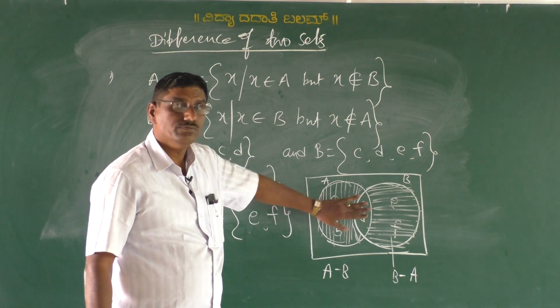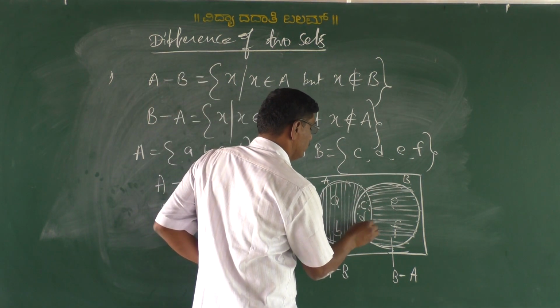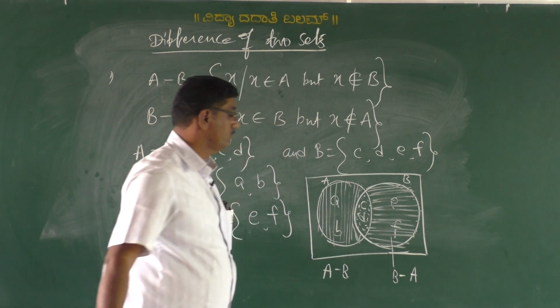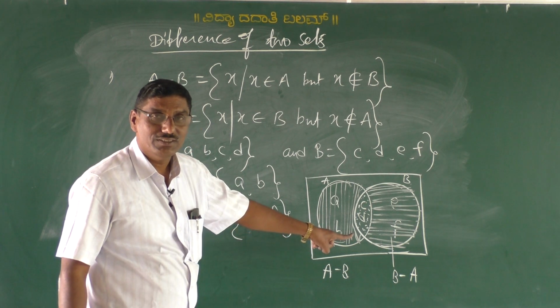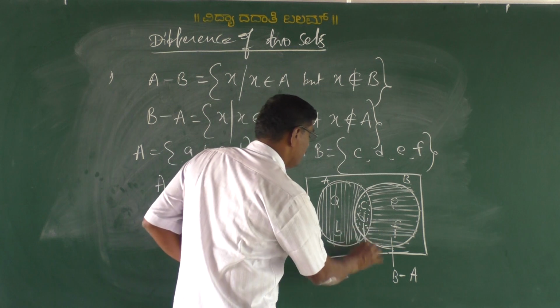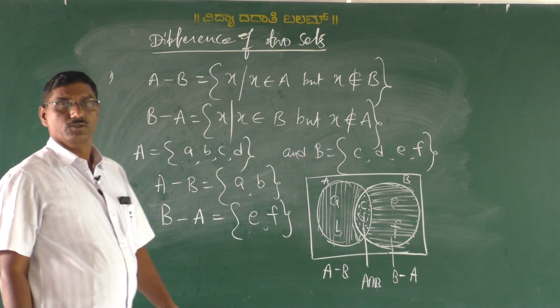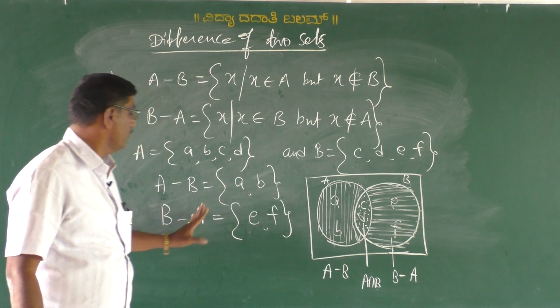This dotted portion, what do we call it, anybody? Already we discussed it, isn't it? That is A intersection B. Are you understood? This is about the Venn diagram of difference of two sets.